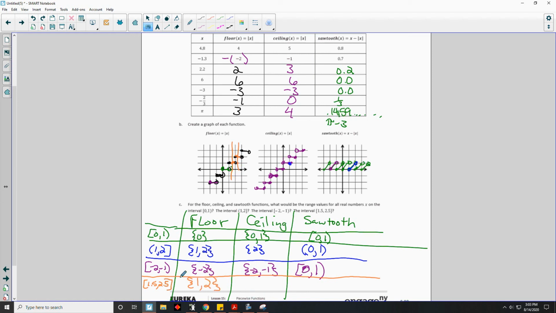All right, over here, go over 1.5. 1.5 is right here. 2.5 is right here. What y values are in between those? 2 and 3.